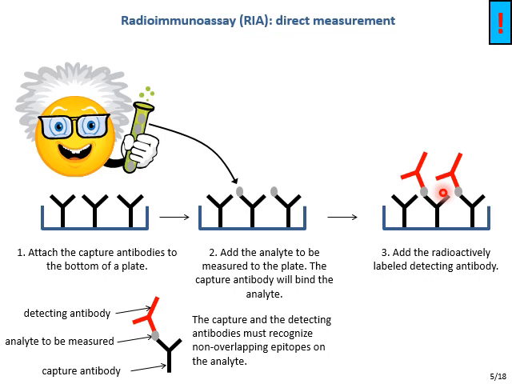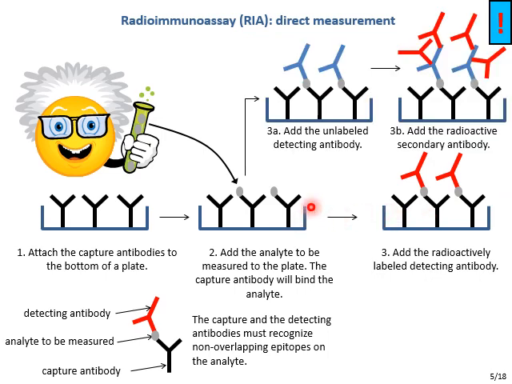Alternatively, or actually in most cases, the detection step is not done as shown here in the middle of the figure, but it is done in two consecutive steps. First, another anti-growth hormone antibody, if the analyte is growth hormone, is added, and this is not radioactive either. And then a secondary antibody is added, which will recognize this blue antibody, and this secondary antibody is radioactively labeled. But the principle is basically the same.